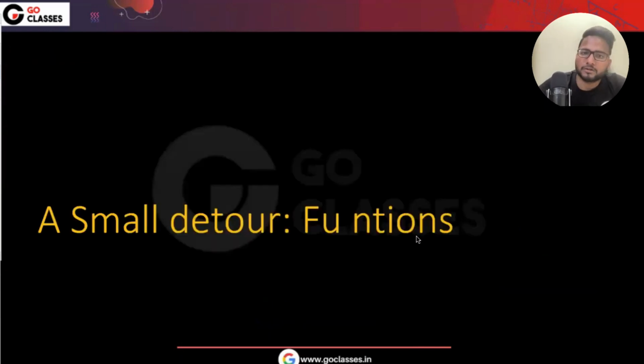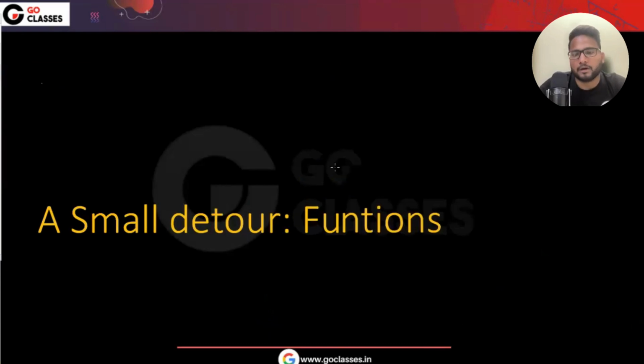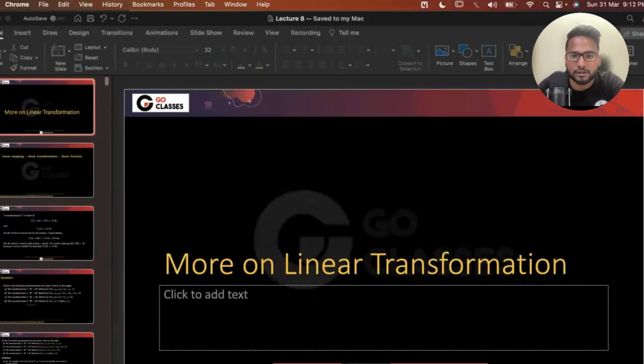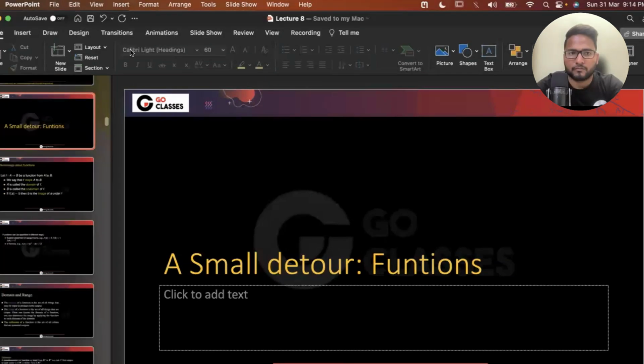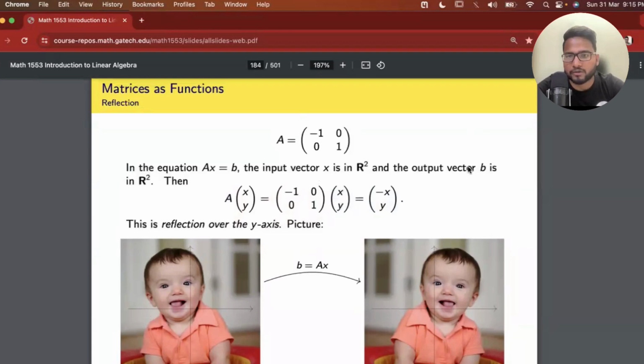Okay, now let's have a small detour, and let me quickly tell you the definition of a function, and then we will talk about one-one and onto linear transformations. Before that, just a second. I want to show you some geometric interpretations also. I want to share one geometric interpretation of linear transformations or matrices. Are you able to see my screen?